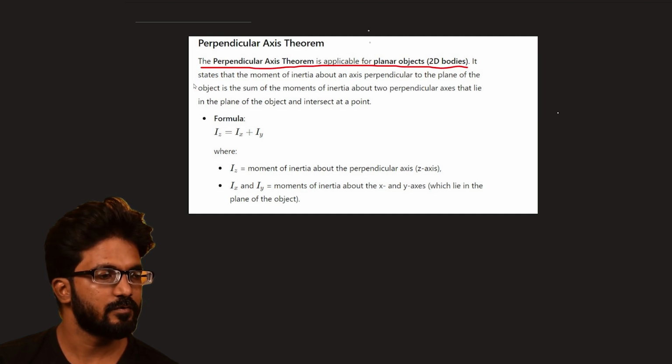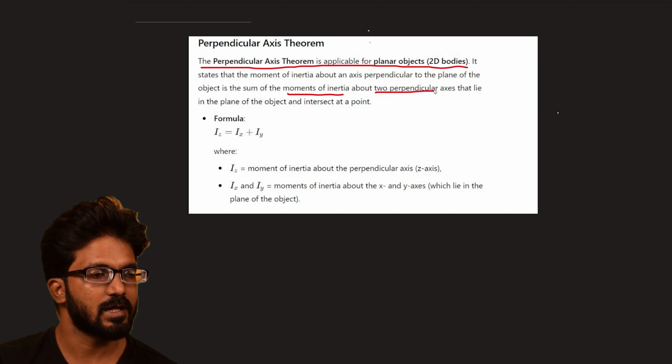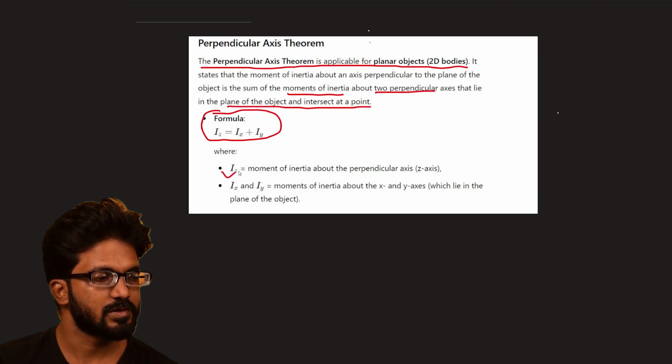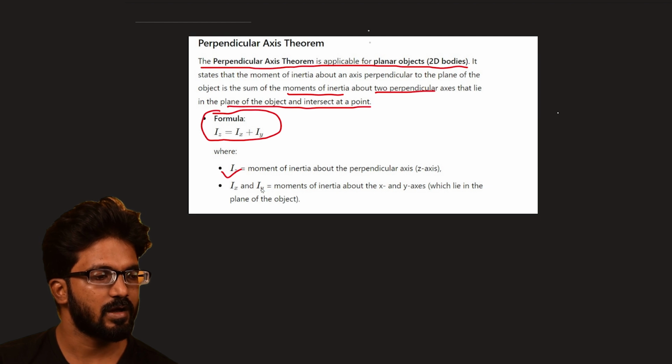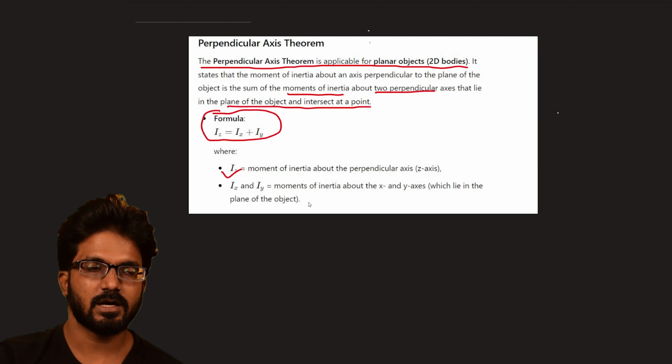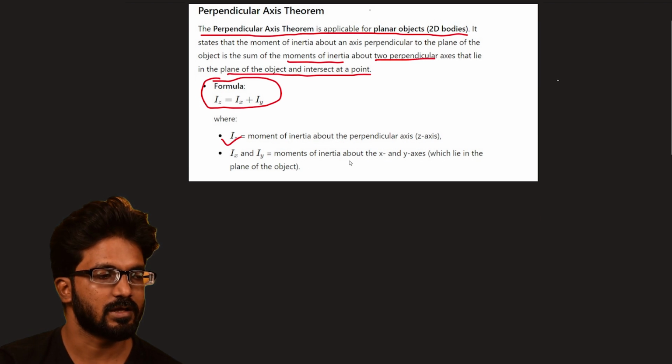It states that the moment of inertia about an axis perpendicular to the plane of an object is the sum of the moments of inertia about two perpendicular axes that lie in the plane of the object and intersect at a point. So the formula is Iz = Ix + Iy, where Iz is the moment of inertia about the perpendicular axis, that is the z-axis, and Ix and Iy are the moments of inertia about the x and y axes, which lie in the plane of the object. So let's understand what this statement is actually saying.